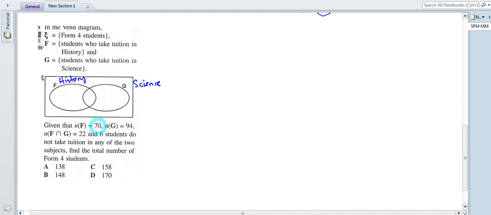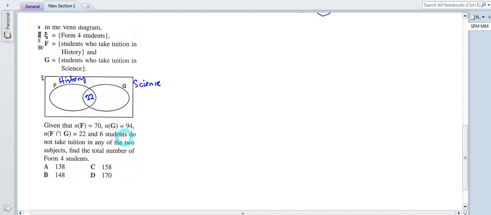Still remember just now I told you that when you want to label the number of elements, it's better we start from the overlapping area. So when you see 70, don't write 70 here because some of the elements are at here. Okay, so n(G) is 94. Now you have the overlapping area. F and G overlapping area is here, 22. We write 22 here.